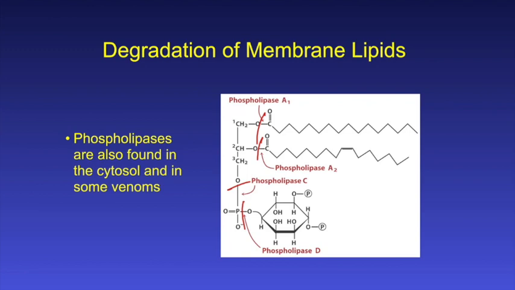phosphate attached. And so if I break out one fat, phospholipase A, it should be phospholipase B, but it's not. It's phospholipase A2. So at the first carbon or the second carbon, phospholipase C breaks off the phosphate and the polar head group, and phospholipase D breaks off the phosphate and the polar head group, leaving the phosphate with the lipid.